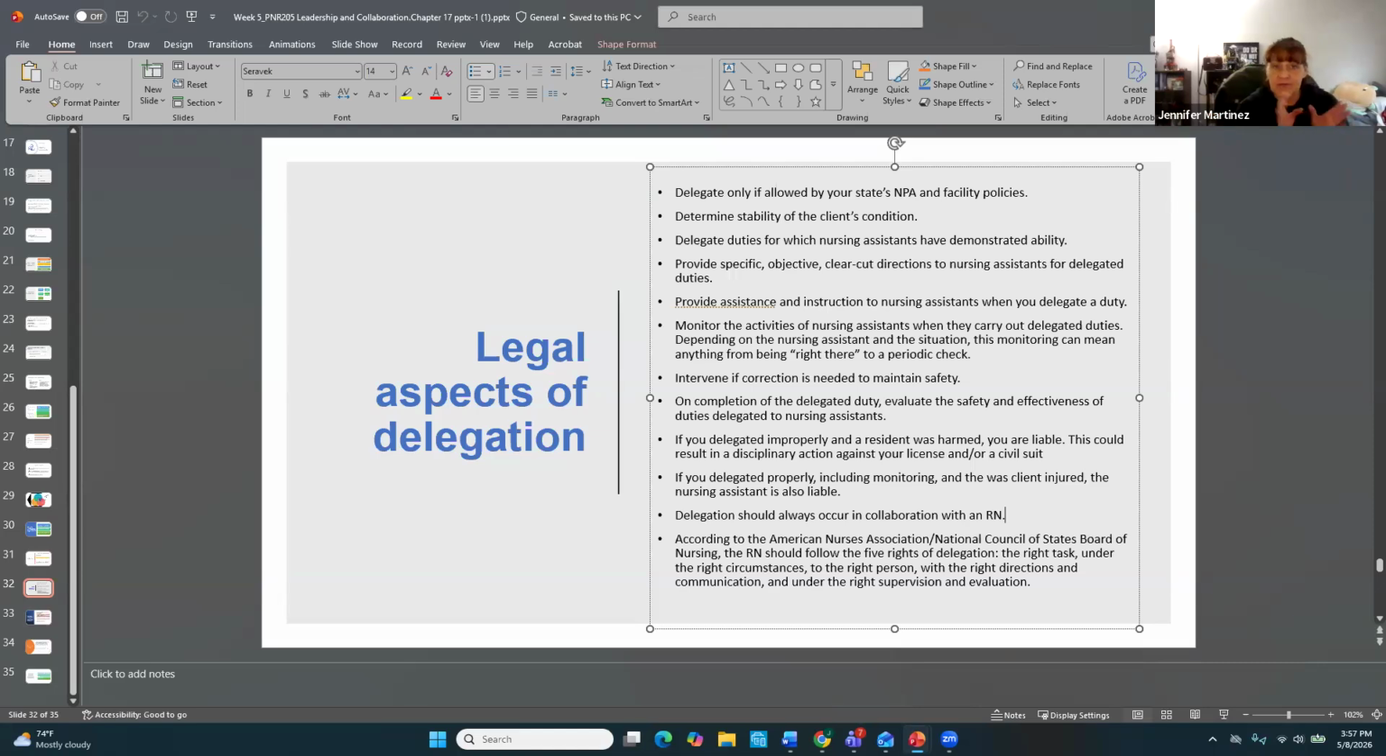Then both the nurse and the CNA could be held liable in that situation. Again, delegation should always occur in collaboration with an RN. And according to the American Nurses Association and the NCSBN, the RN also should follow the 5 rights of delegation. So right task, right circumstances, right person, right direction and communication, and of course, under the right supervision and evaluation.